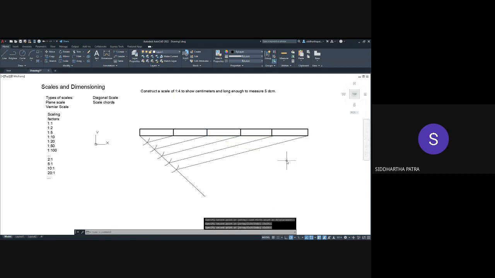Acha, just endpoint, endpoint, endpoint. Okay, so now each division is 1 decimeter. Now I need to have the smallest dimension as 1 centimeter. So this is how we do it. So you see this. Acha, by the way, what we do now?